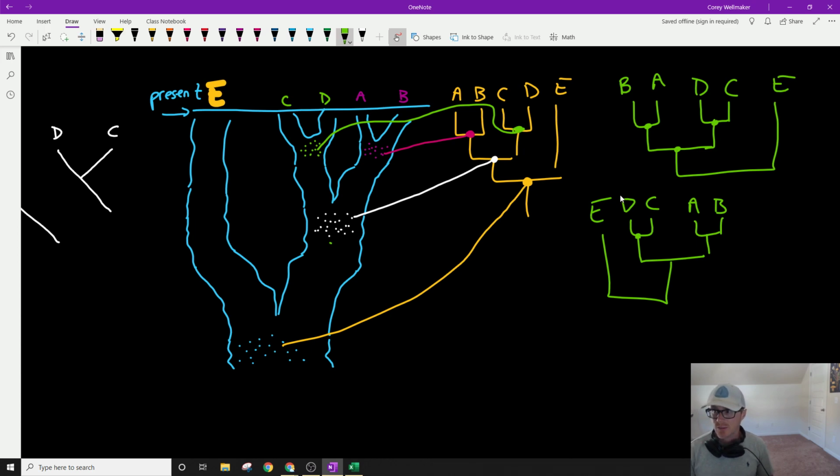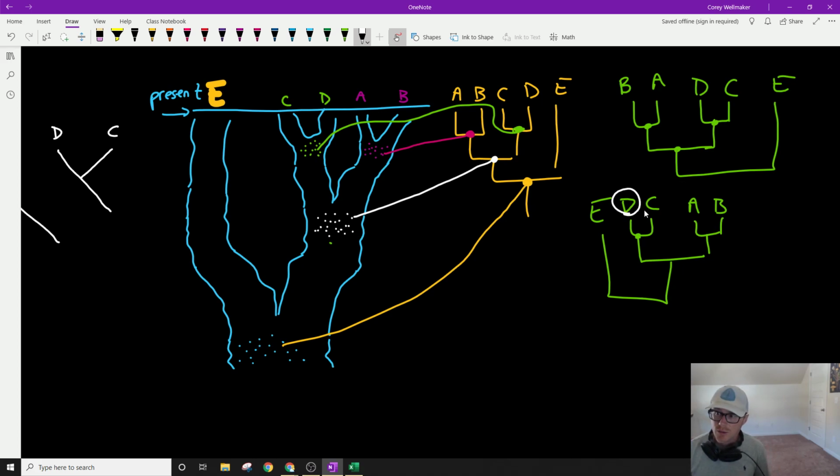And so the reason that's important to remember is that a lot of students think that, because D is so close to E, that means that D is more closely related to E than it is to B. Because look, B is all the way out here, like on the right. But that's not correct to say that.